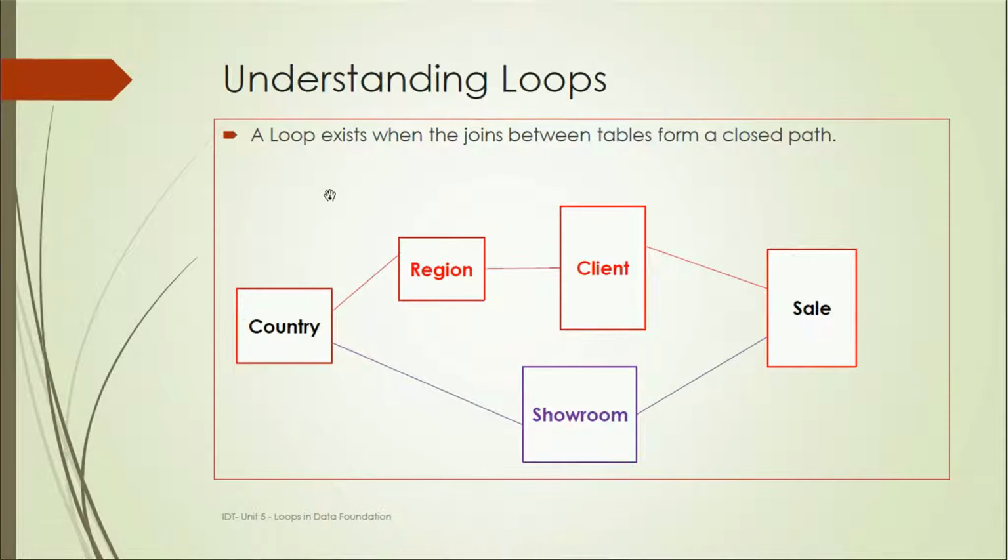If you see, a loop exists when the joins between tables form a closed path. From country, region, client, sale, this is one path, and from country, showroom, sale, this is a second path, but together they form a closed path. This is nothing but a loop.